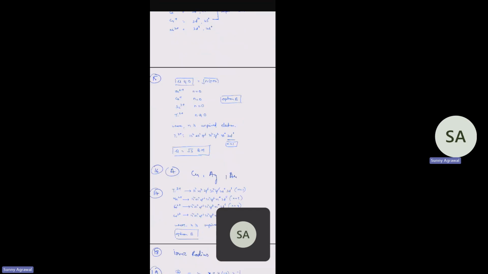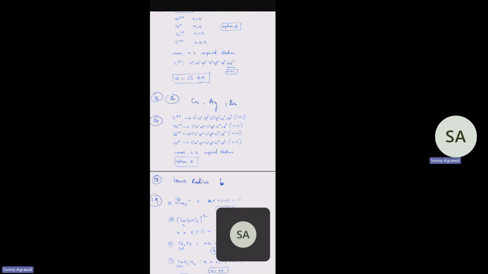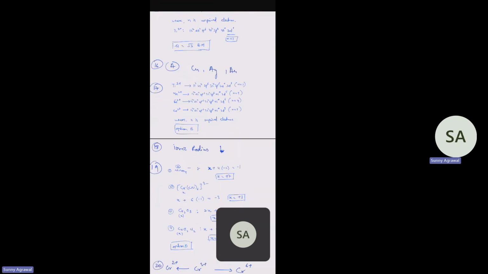Question number 15. Which of the following transition metal ions has a definite magnetic moment? For a definite magnetic moment, n should be non-zero, or mu should be non-zero. We have to check unpaired electrons. Out of the four, option B, where Ti3+ has one unpaired electron, will have some magnetic moment. Question number 16. Which of the following groups of transition metals is called coinage metals? Option A, copper, silver, gold are called coinage metals.